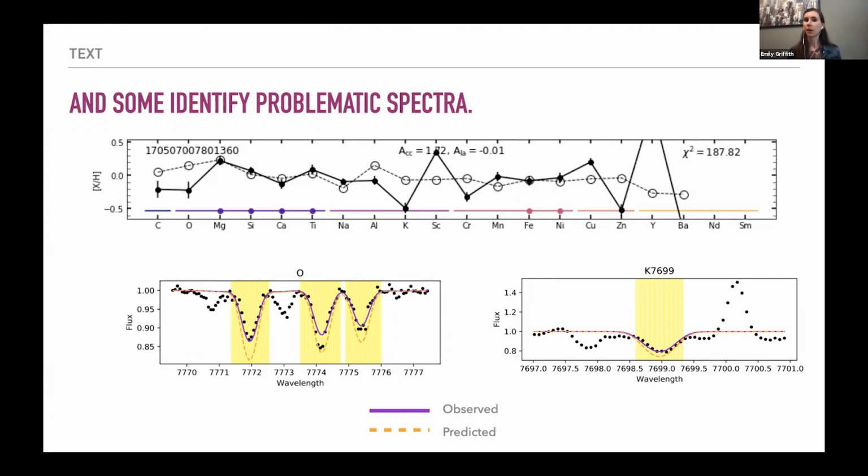So even though this star was not flagged as a binary or as having problematic potassium, going through this algorithm and finding that the star is not well predicted by our two-process model can help us to identify that, okay, maybe we should not trust either the oxygen or the potassium, and maybe some of the other abundances from this star as well.